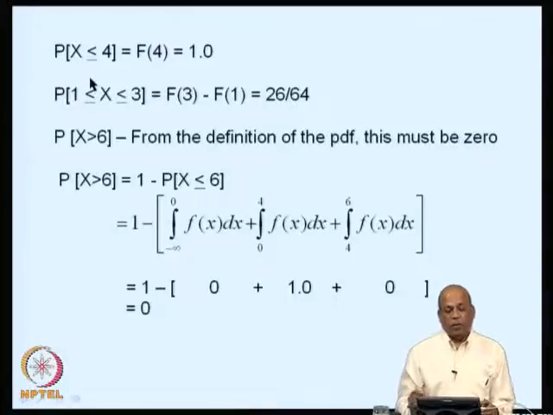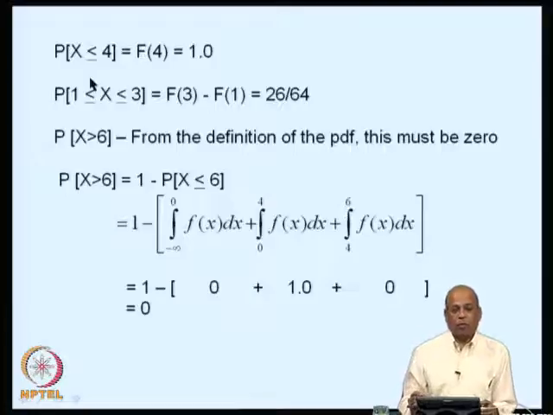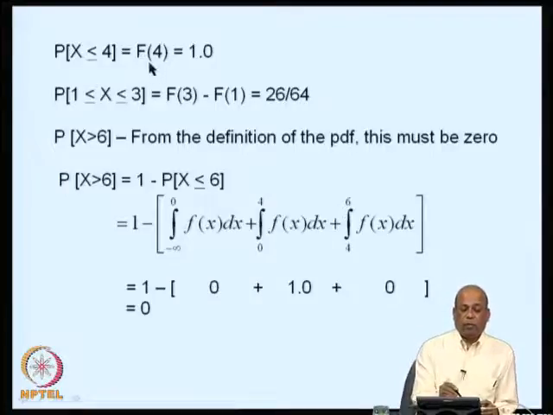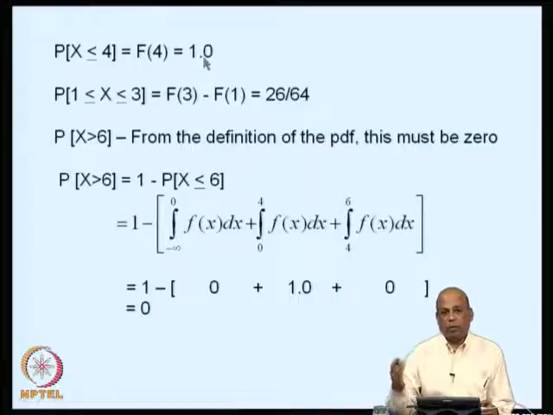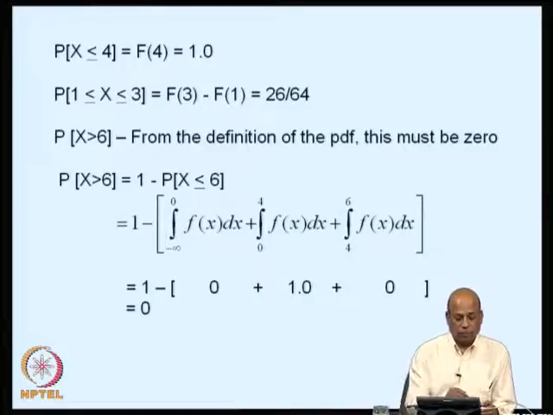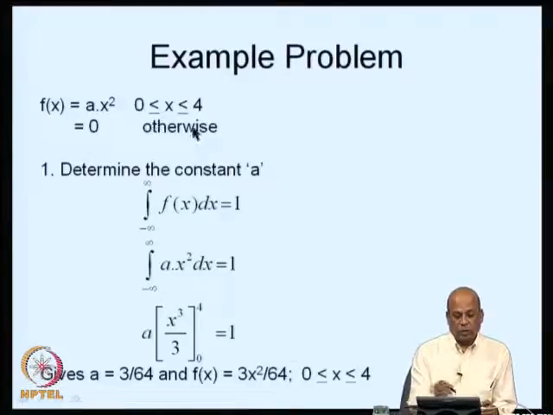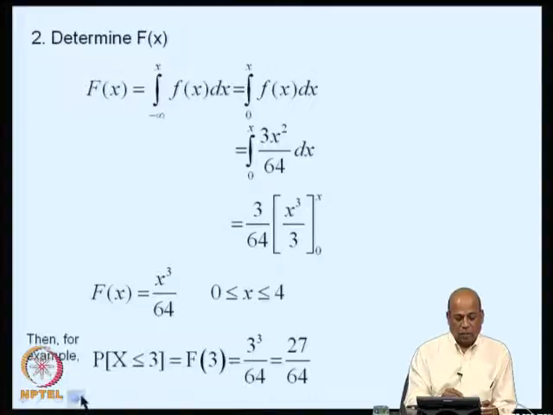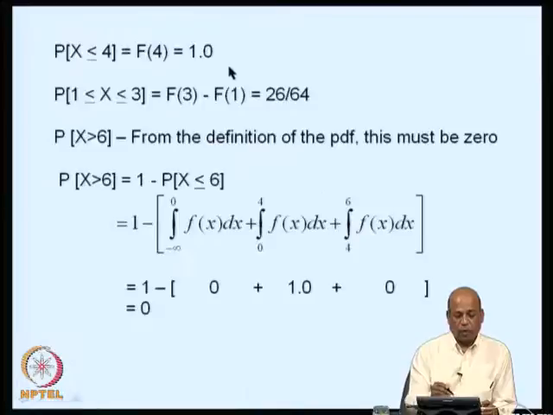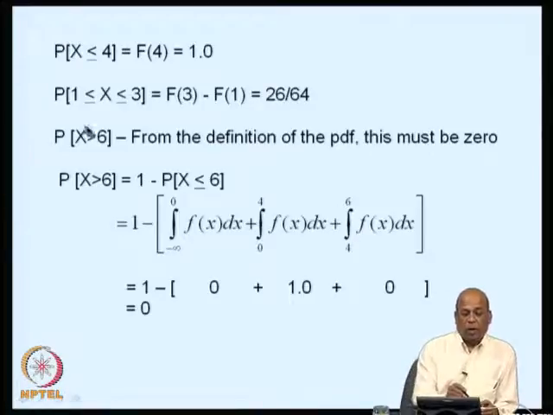Then we may be interested in the probability of x being less than or equal to 4, which is F of 4. This should be 1 because x varies between 0 and 4, as you can see from the definition of the PDF. Your x varies between 0 and 4, and therefore, capital F of 4 must be equal to 1.